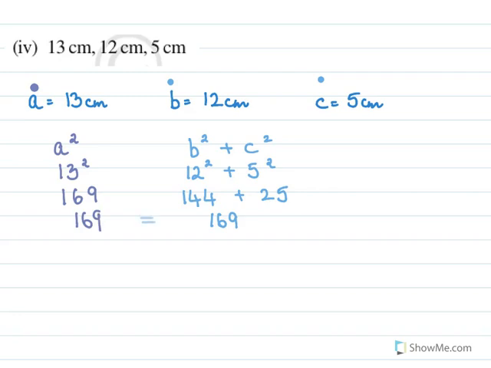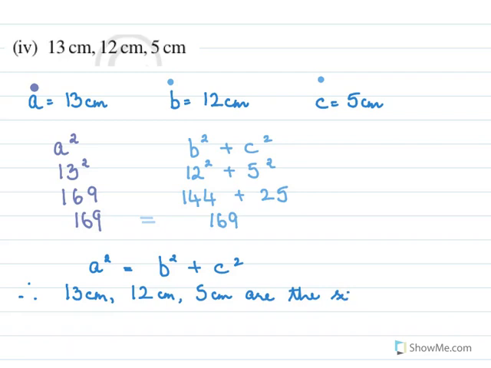So thus we can say that A square equal to B square plus C square. Therefore 13 centimeter, 12 centimeter and 5 centimeter are the sides of a right triangle. A right angled triangle.